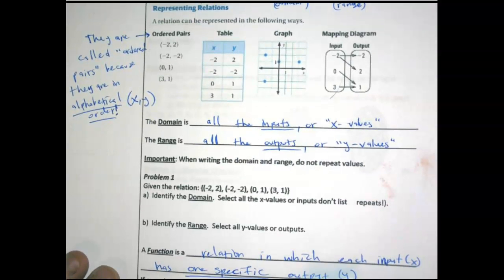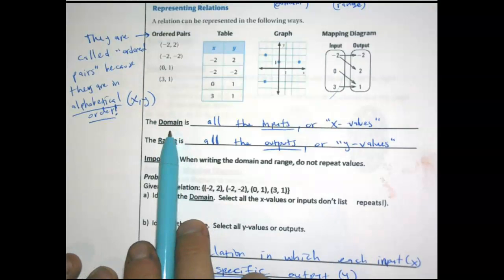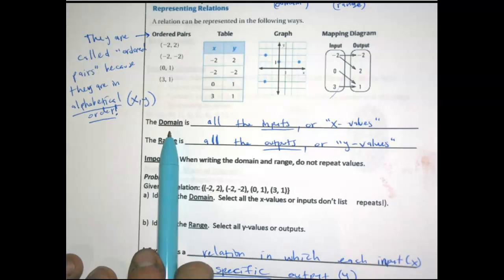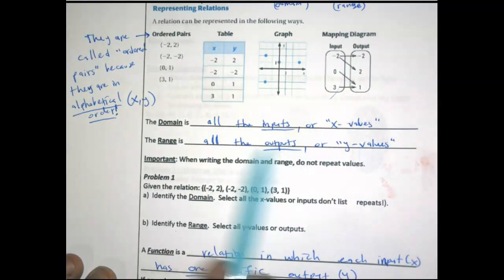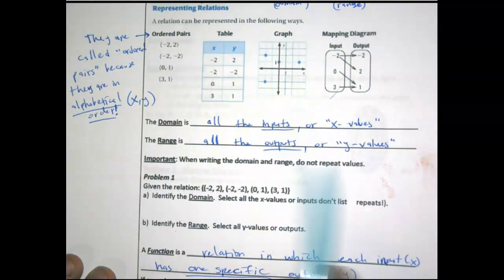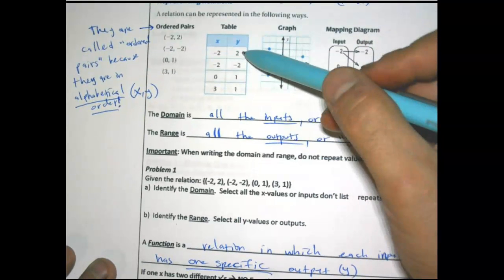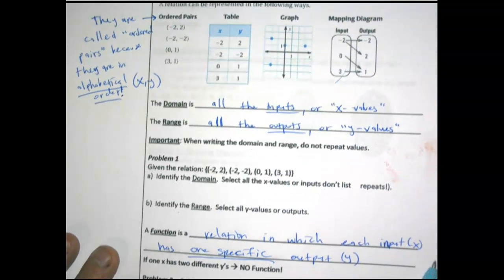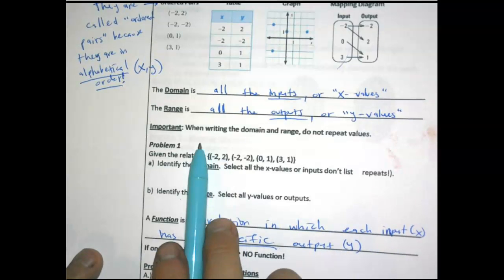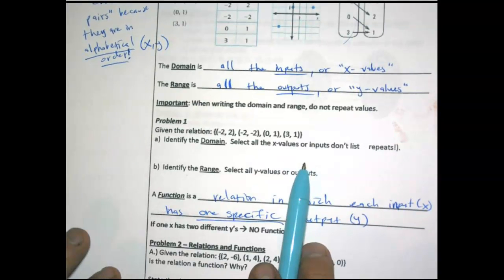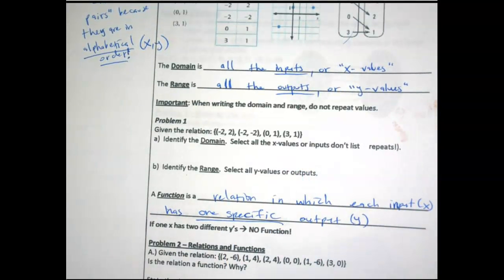And moving along, the domain, one of your vocab words, one of your skills or concepts, being able to identify the domain. The domain is all the inputs or x values, so the domain would be -2, 0, 3, and 3. The range is all the outputs or y values. So the range would be 2, -2, 1, and, well, you don't have to say 1 twice, but 2, -2, and 1. And as it says here, when writing the domain and range, do not repeat values. No need to write the repeats. If a number is included in the domain, it's included. You only need to put it once.